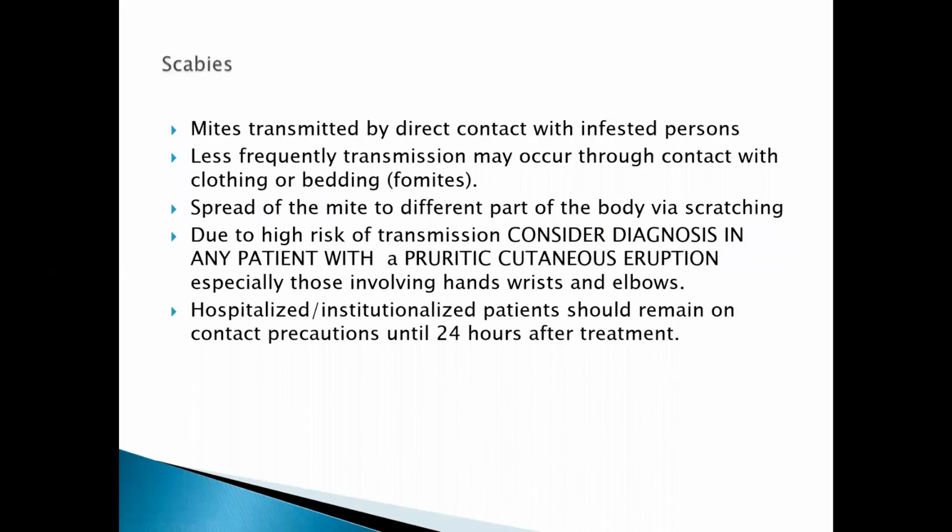So mites are transmitted by direct contact with infested persons. Less frequently, transmission may occur through contact with clothing or bedding. These would be the fomites. You can spread the mite to different parts of your body if you're scratching, and due to the high risk of transmission, you want to consider this diagnosis in any patient with a pruritic cutaneous eruption, especially if they're having it on their hands, wrists, or elbows.